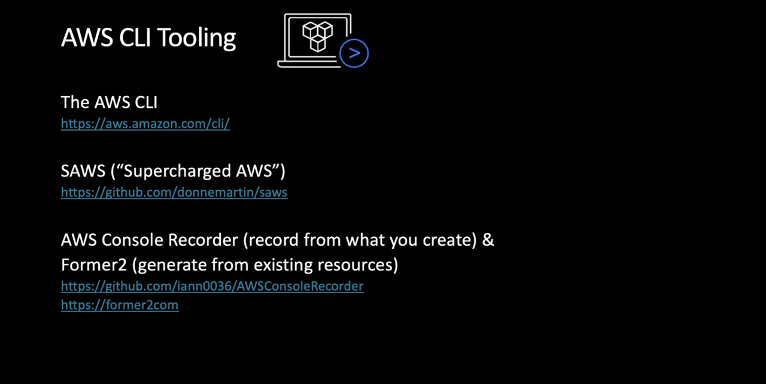So the other one there, Former 2, it does the opposite. Sorry, that URL should have a dot before the .com. That's a typo. I just added that in today. But Former 2 does the opposite of what Console Recorder does. Former 2 says, I already have some cloud resources I made in AWS, and now I want to know what the scripts are to recreate them. So it can look at your existing infrastructure and make scripts from it. It's super cool. Okay, let's move on.